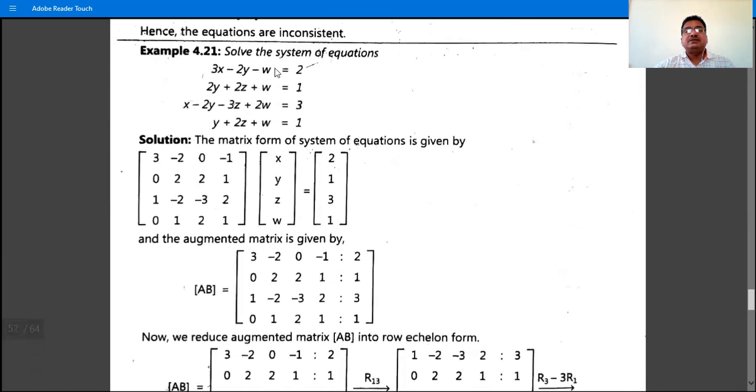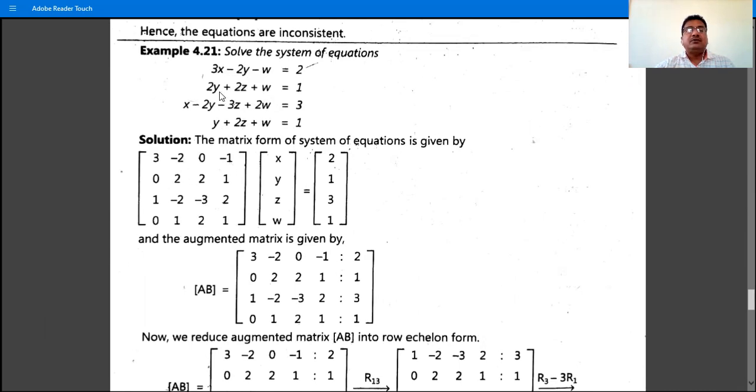The first example is to solve this system of equations either by using Gauss elimination method or Gauss-Jordan elimination method. We will solve this system by Gauss elimination method. So write the system in matrix form. 3, minus 2, 0. The coefficient of x is 3, the coefficient of y is minus 2, and the coefficient of z is 0. So write 0. The coefficient of w is minus 2.